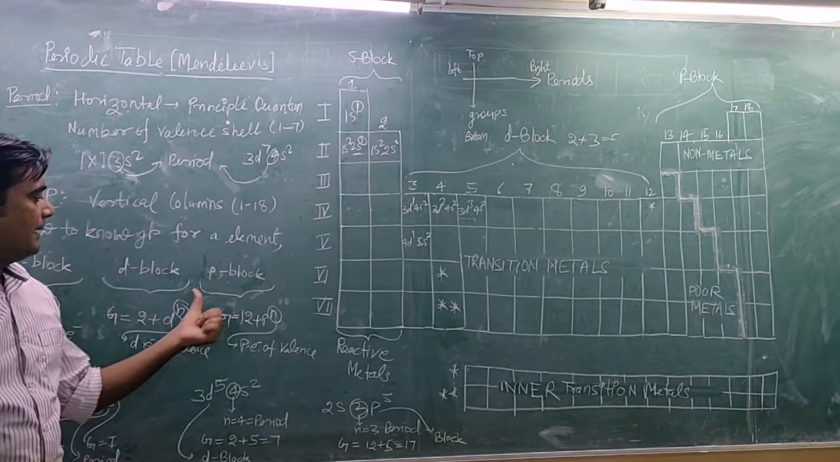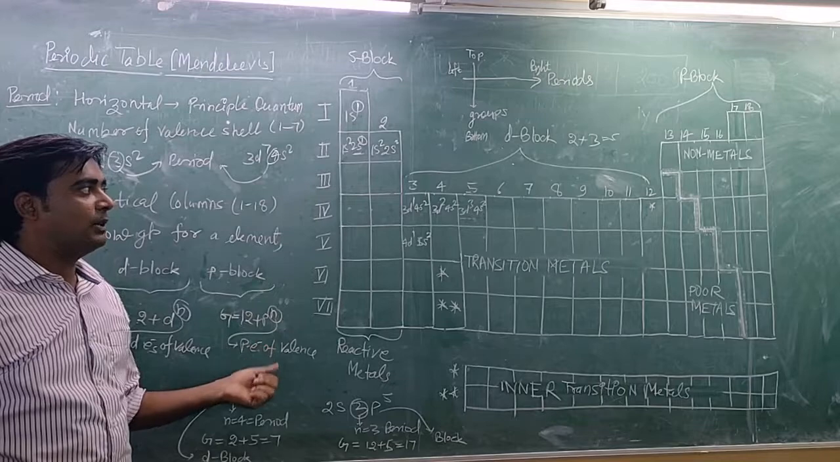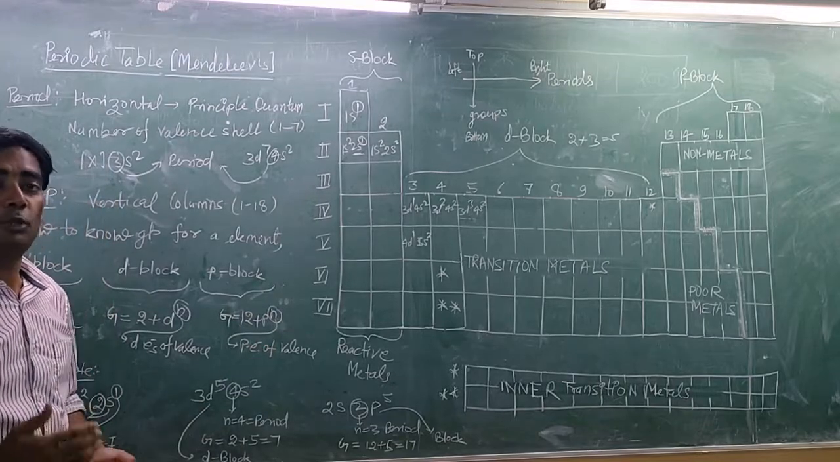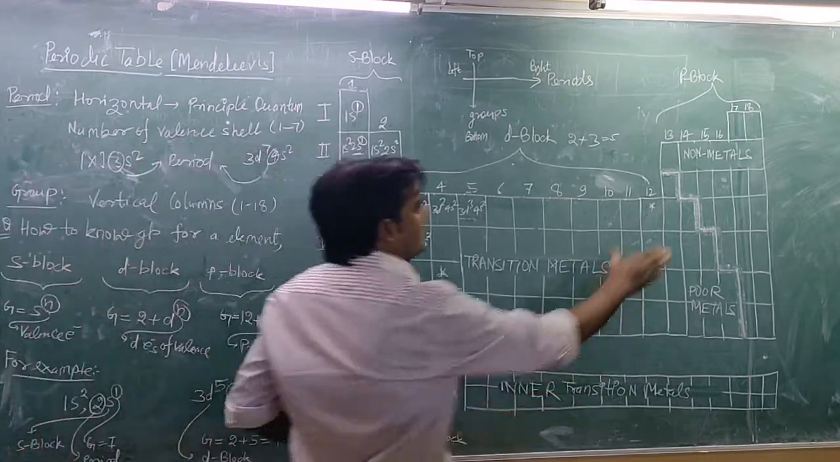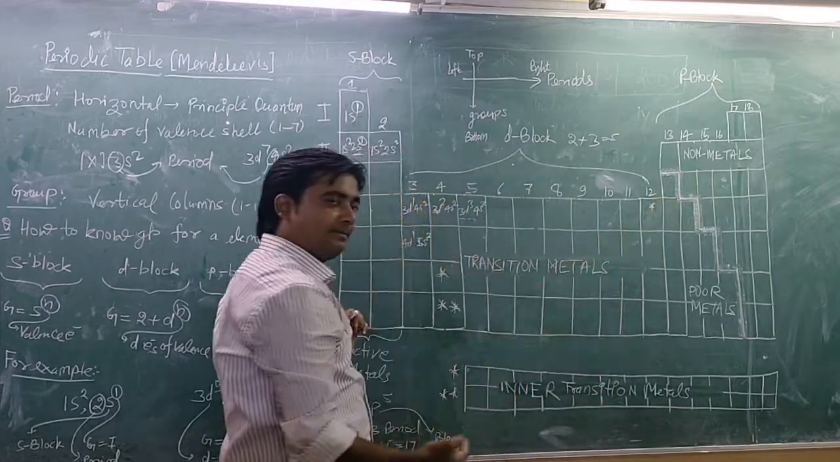And for a p block element, how can we calculate the group? You need to count the number of groups before the p block. Here is the p block element, and before it you have 12 groups.